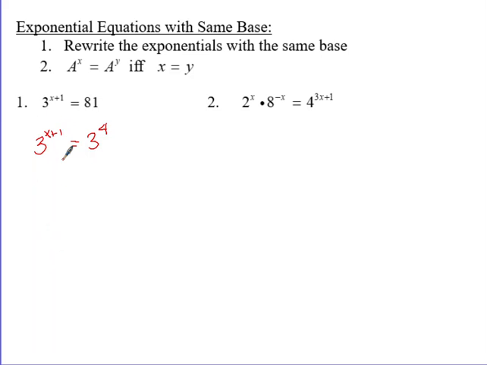So now that we have rewritten this equation so that both sides of the equation have the same base, we can essentially ignore the base and just look at the exponents. So if this is true, then we know that x plus 1 must equal 4, and then we can solve that and get x equals 3.